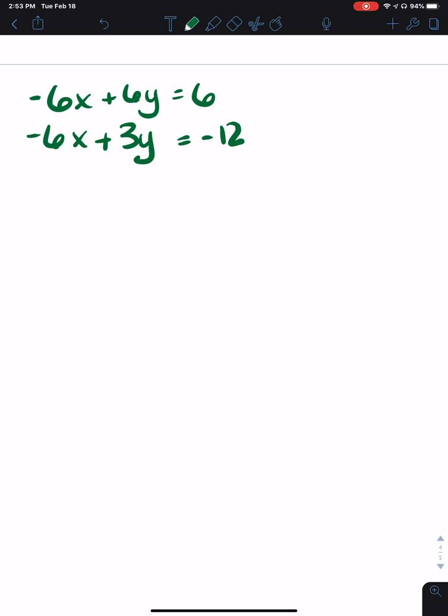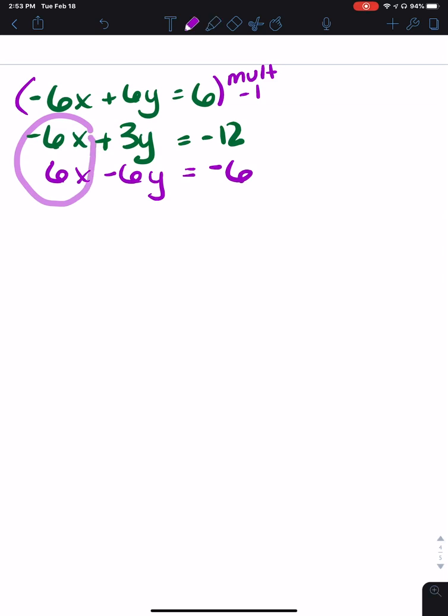I can tell by looking at both the x's and the y's that I don't have opposites. But I do have the same for the x's: negative 6x is negative 6x. One of the things that we talked about was that when you have identicals, we can take one equation and multiply by negative 1. It doesn't really matter which one, but we're going to multiply the whole thing by negative 1, so maybe we can create some opposites. Negative 6x becomes positive 6x, plus 6y is negative 6y, positive 6 is negative 6. Now I can see that I've got opposites going on, and that's what I want.